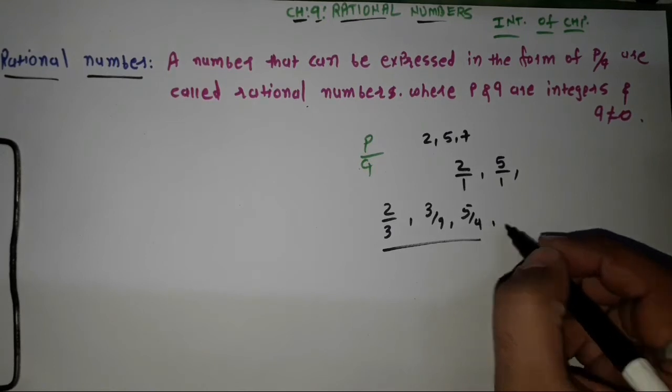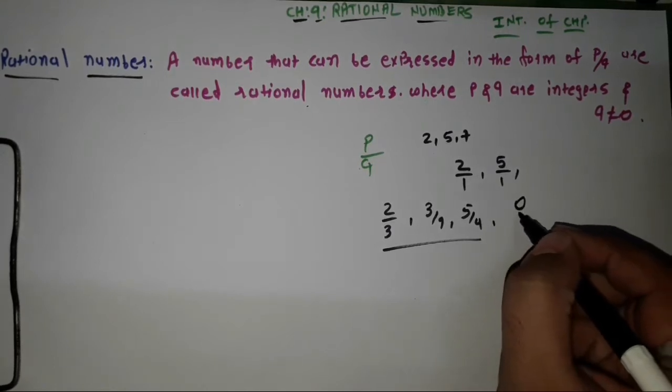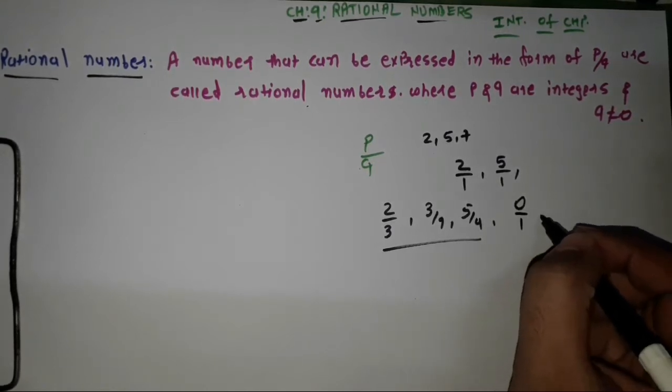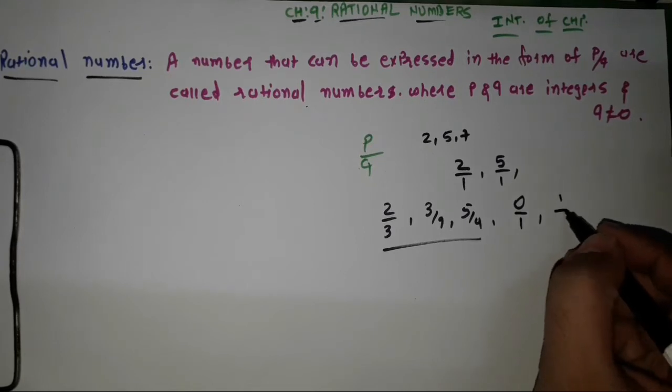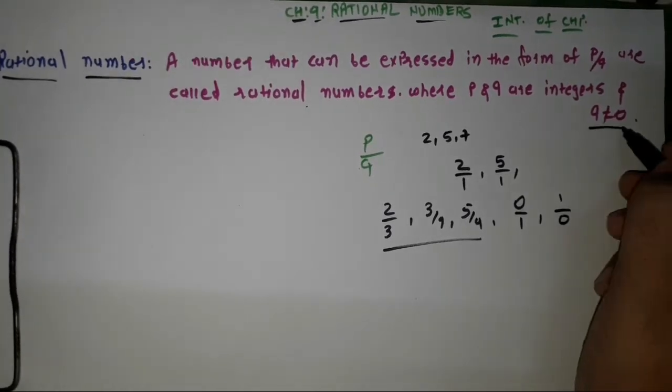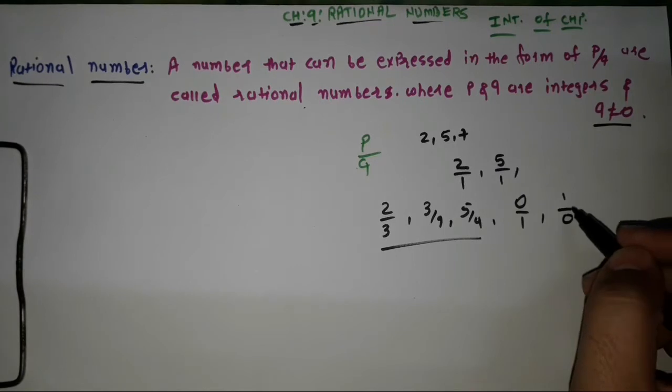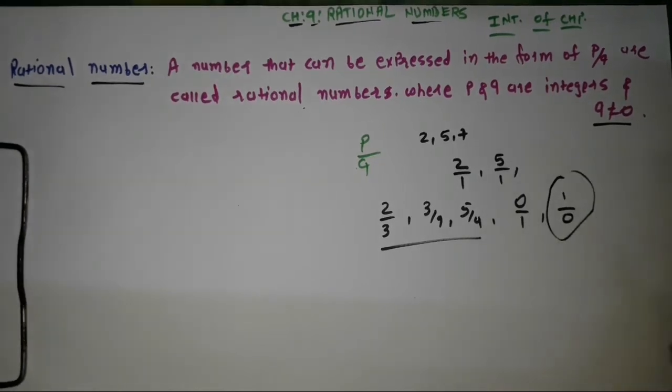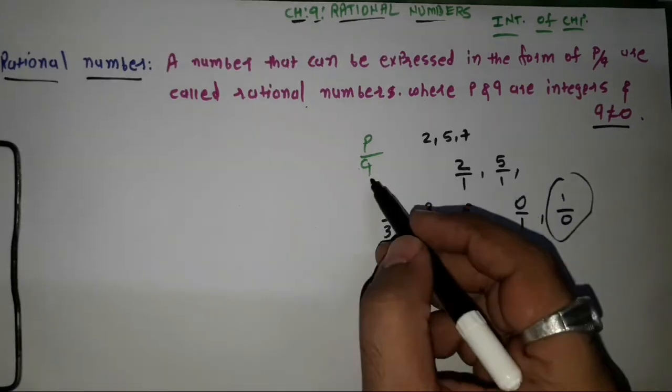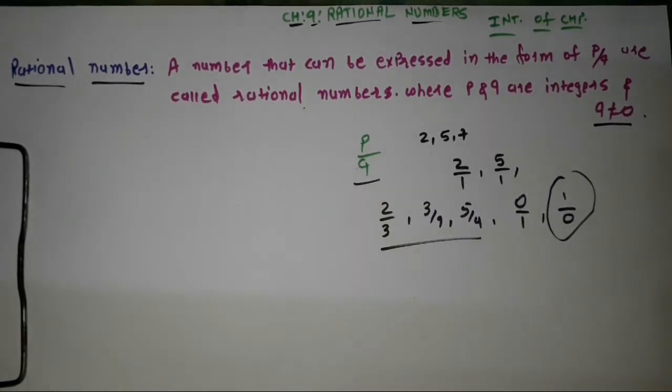But in that, for example, 0 is also a rational number. 0 upon 1 we can write, but we can't write 1 upon 0, because here it is clearly mentioned that q does not equal 0. And why can't we write 1 upon 0? Regarding that, we already discussed this in brief in our live session. So the thing is that the numbers which can be expressed in the form of p upon q are called rational numbers, where p and q both are integers.